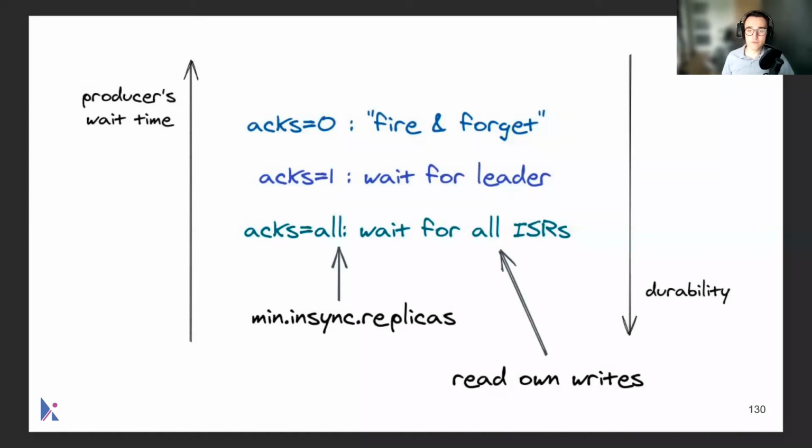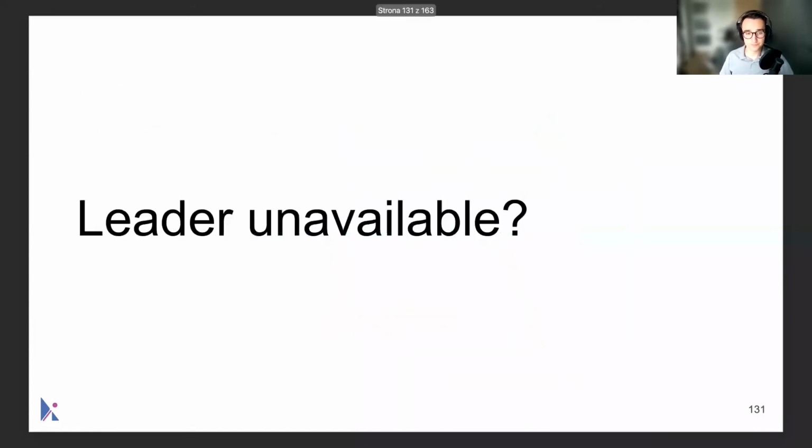And of course, we can wait for nobody, so have a fire and forget semantics. We could decide to wait only for the leader, or we can say we would like to wait for all the in-sync replicas before considering the write as done. And with the last one, we will effectively get the read-your-writes semantics. Why do we have this property? So of course, it's again a trade-off between the performance measured in producer's wait time and the durability of messages.